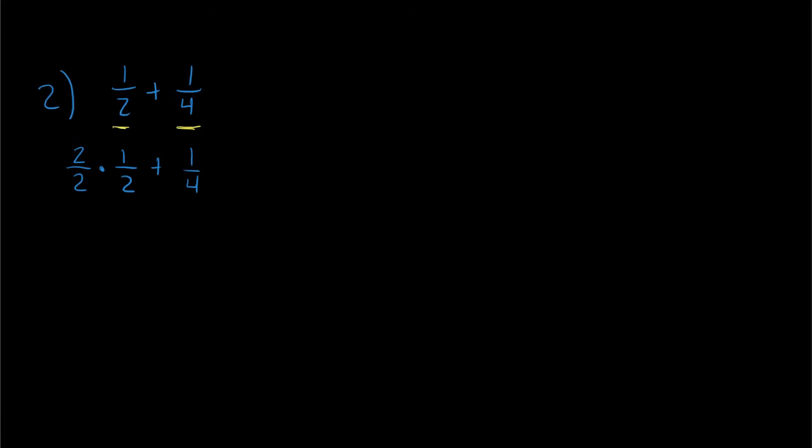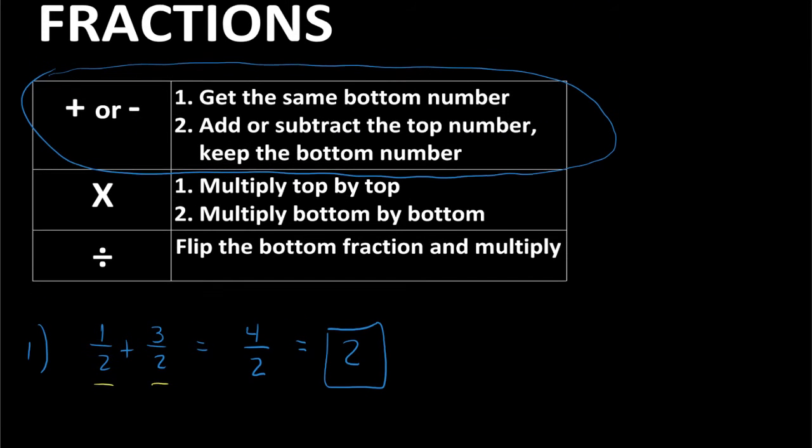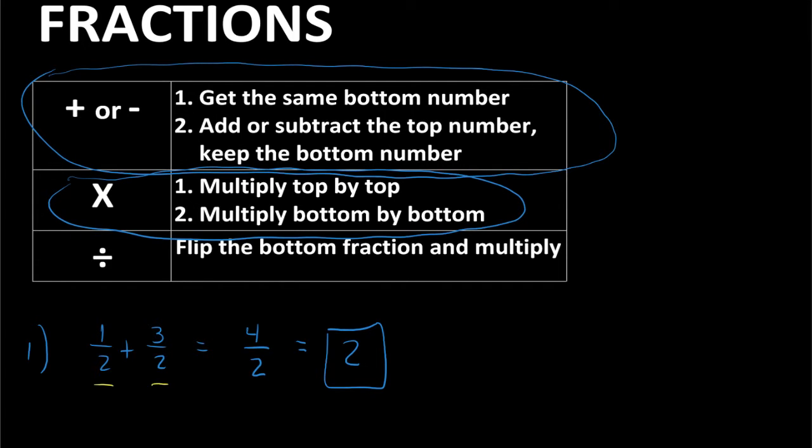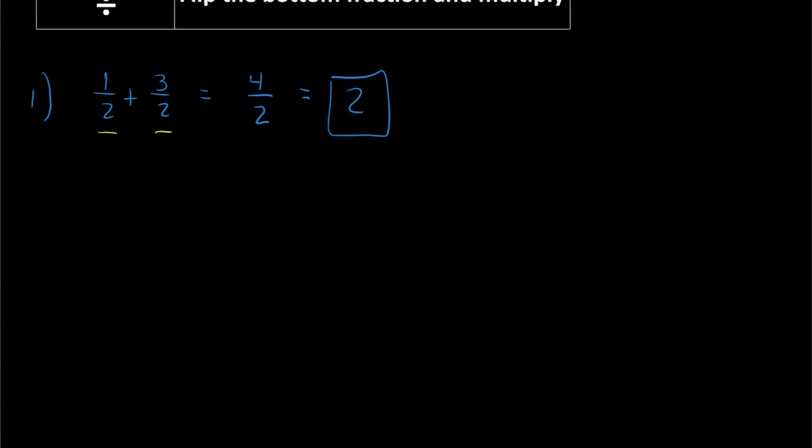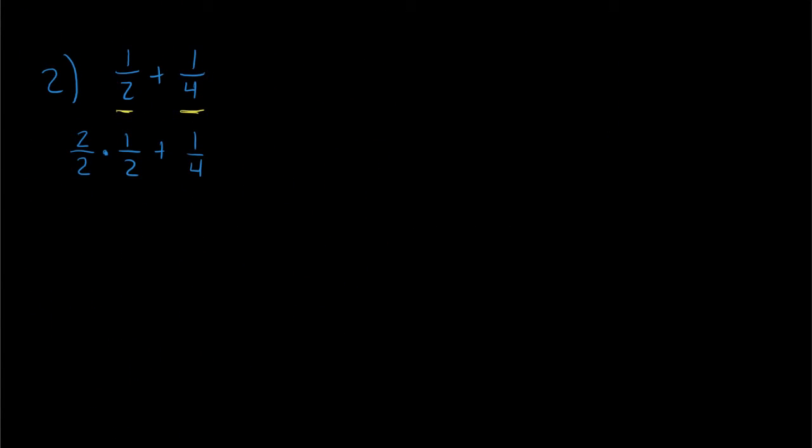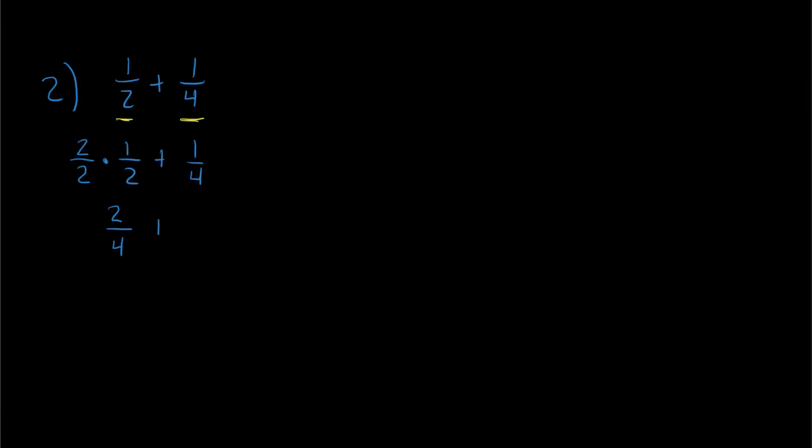Okay, but now we have a multiplication problem, so we need to go back to our rules. And here it says to multiply fractions, you multiply top times top, bottom times bottom. To me, that's really the easiest rule. Okay, order of operations says we need to multiply first before we do the addition. So our multiplication rule says top number times top number. 2 times 1 is 2. 2 times 2 on the bottom would give us 4. We bring down our 1/4.